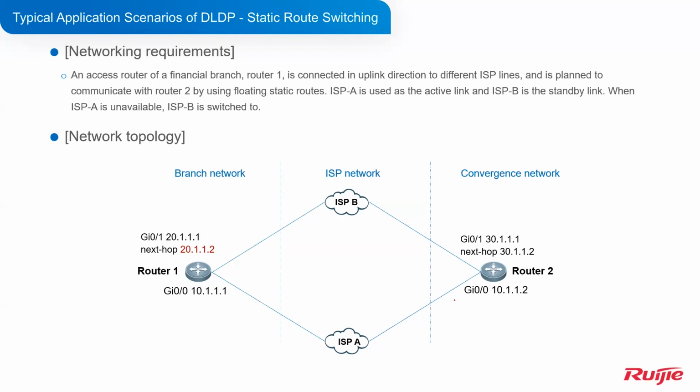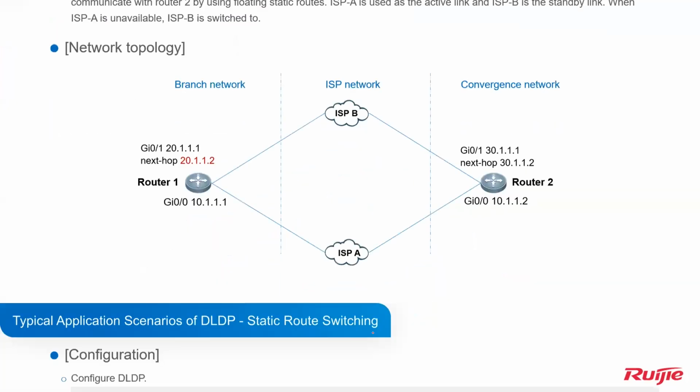So in other words, from router 1 to router 2, we have 2 paths, ISP A and ISP B. What we like is that ISP A is the active link, ISP B is a backup link. So when everything is normal, all the traffic will go through ISP A, but when ISP A is faulty, we should detect the fault, or the loss of connection on the path through ISP A, and then we should switch to another path immediately.